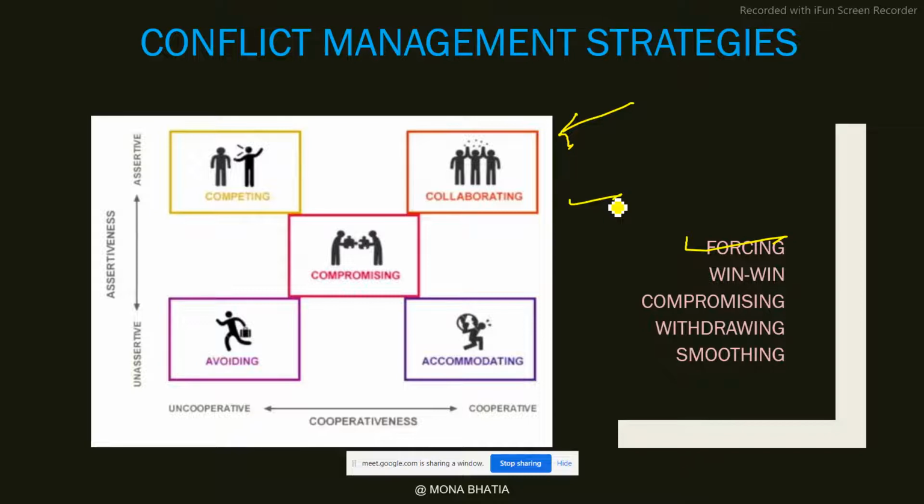Okay, next is withdrawing. As the name suggests, withdrawing means when you go into a shell, you are avoiding, you don't know what to do because you don't want to compromise, there is no chance of a win-win situation, and you can't even force, so you will start withdrawing. And withdrawing is a very dangerous situation because here concern for self and also concern for others is very low.